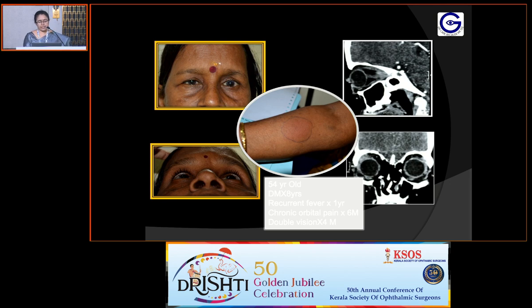Then we investigated her. You can see her CT scan. This is not very typical of acute infection. There are so many other differential diagnoses.